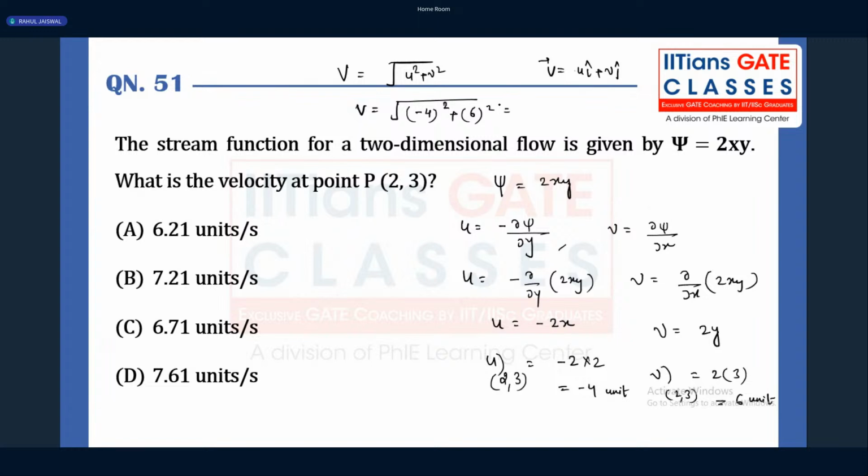If you calculate, it's 16 plus 36, and the square root of that is 7.21 units per second. This should be units per second. B must be correct. Again, if a calculator is not allowed, then you should know how to calculate the square root of 52. You should know this.